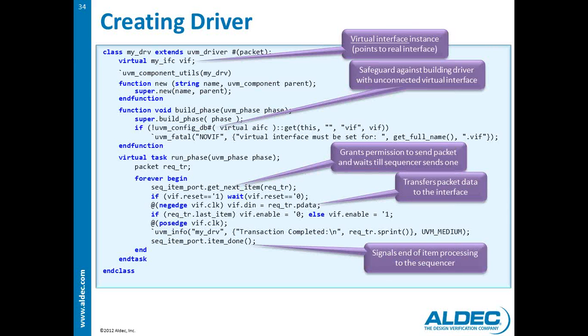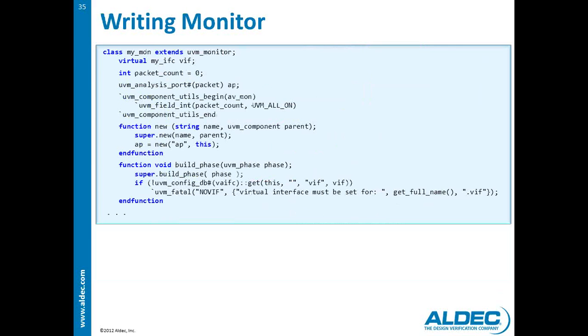At the end, we have to signal to the sequencer that we are done with this particular data item via the item done method call. And of course, it gives the sequencer permission to proceed to the next item. Everything that we have mentioned here typically happens within a forever loop, because the driver is a busy bee that constantly waits for new chunks of data and is ready to send them to the interface.